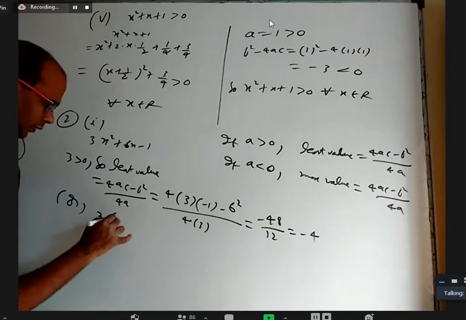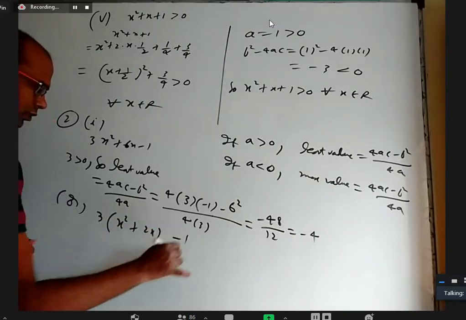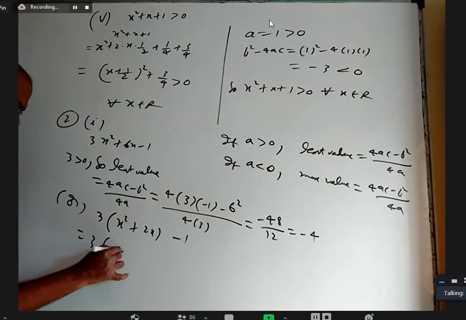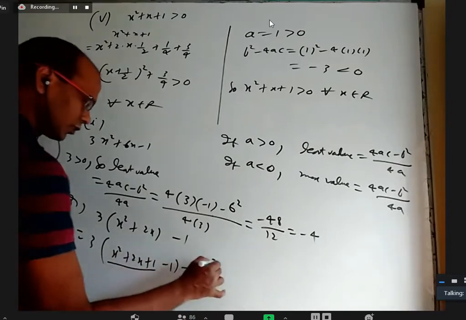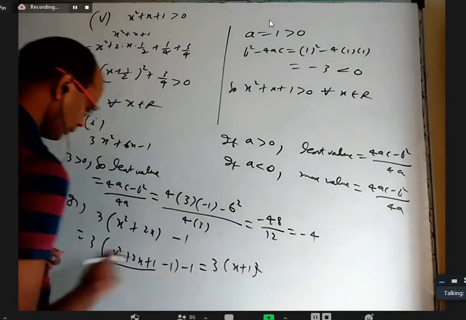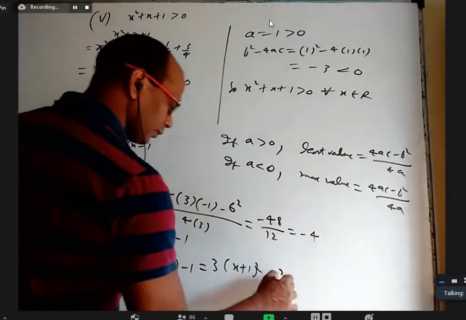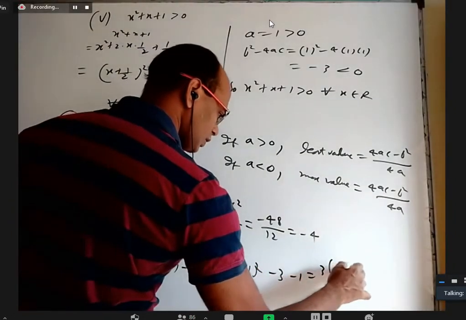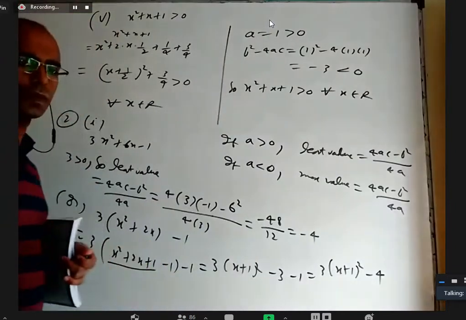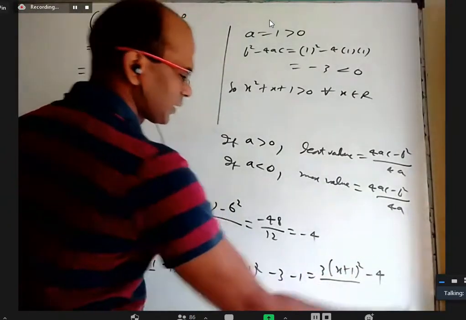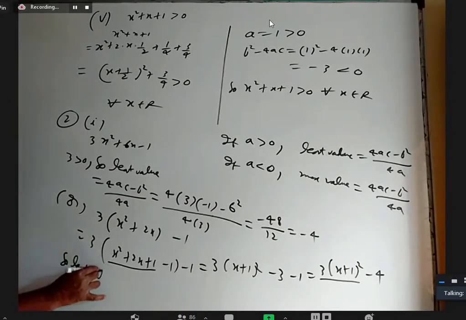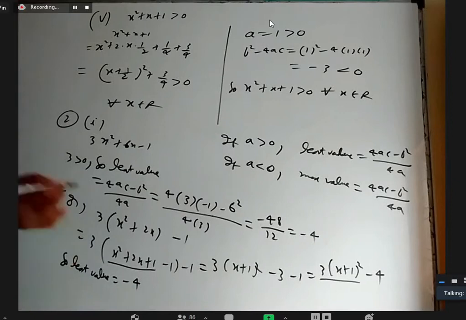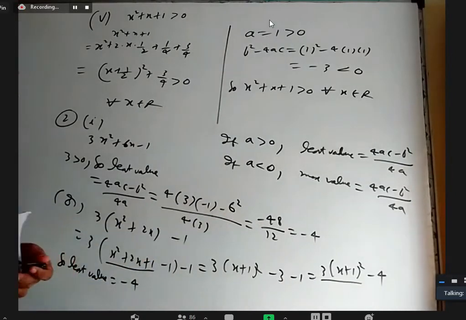3 into x square plus 2x, minus 1 outside. 3 into x square plus 2x plus 1, minus 1. This part will be a perfect square. We get 3 into x plus 1 whole square minus 3 and minus 1, which is 3 into x plus 1 whole square minus 4. You can say something square, minimum is 0, plus minus 4, so minimum is minus 4. So least value is equal to minus 4. So by making a perfect square, you can find the least value, or 4ac minus b square by 4a is also the least value if a is positive.